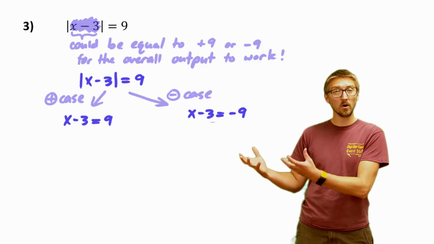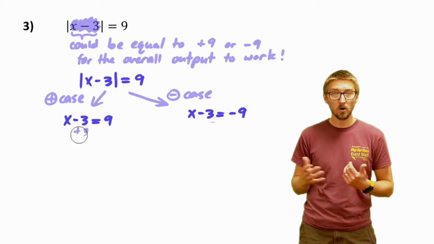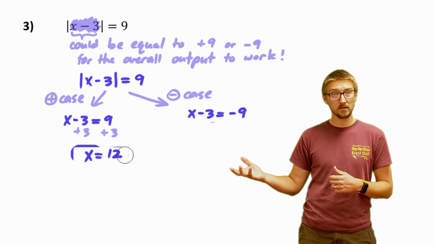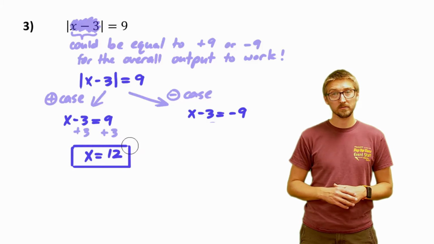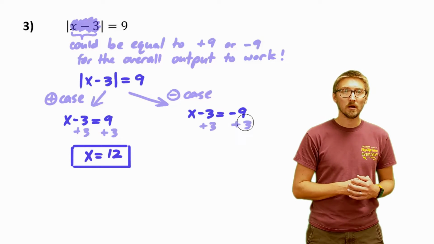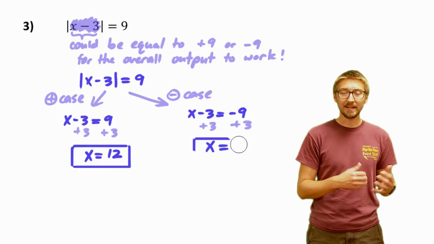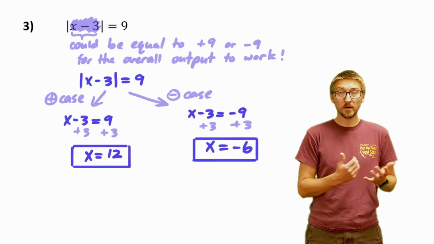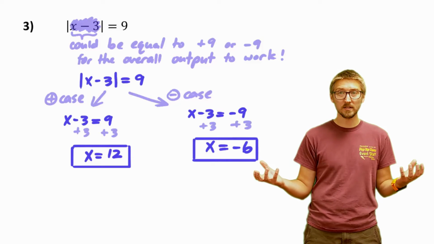If we're going to go back and solve the positive version, all we have to do to get rid of the minus 3 is add 3 to both sides. So 9 plus 3 equals 12. Pretty simple. For the negative case, I'm going to add 3 to both sides, but negative 9 plus 3 is negative 6 as a result. So my two solutions are 12 and negative 6.